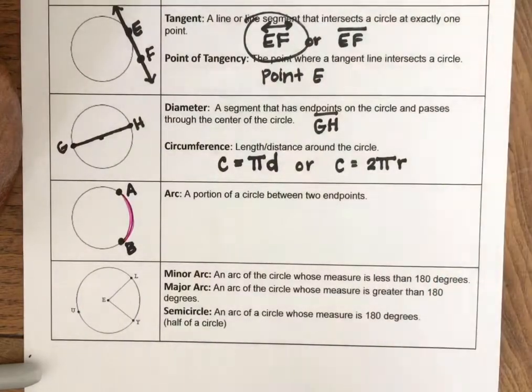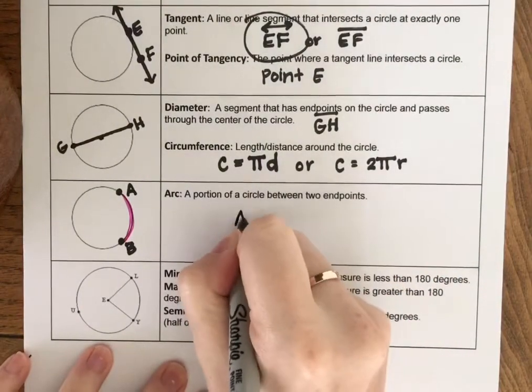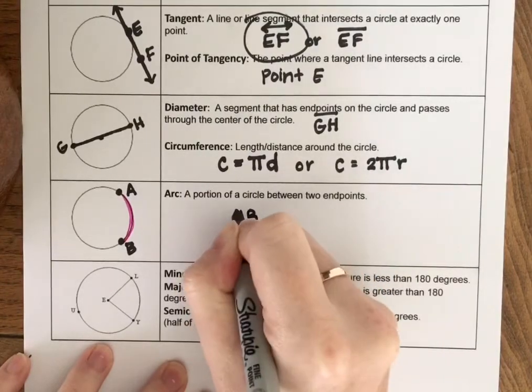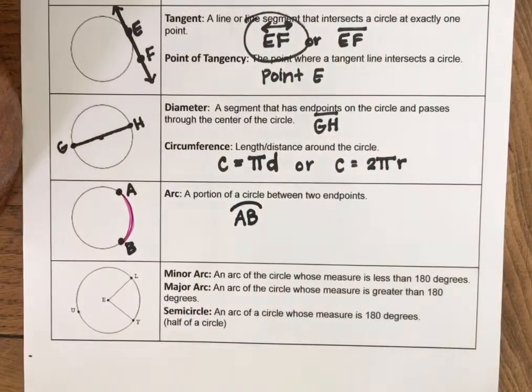So our notation for this is going to look a little bit different. Instead of it being a straight line above A and B, I'm gonna put a curved line above A and B.